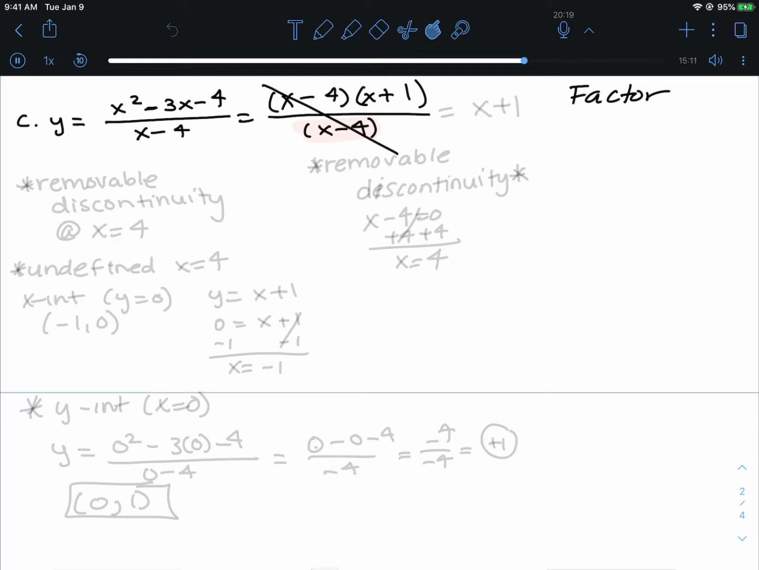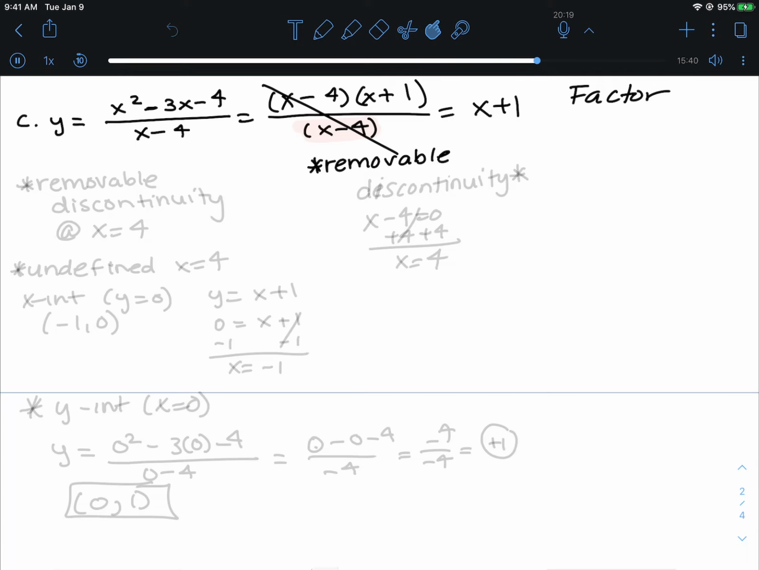So if I eliminate the x minus 4, I'm literally just going to be left with x plus 1. And if I'm left with this x plus 1, my rational function kind of just disappears, right? Because now I don't have a denominator. So what this means is that I am now going to have a removable discontinuity.